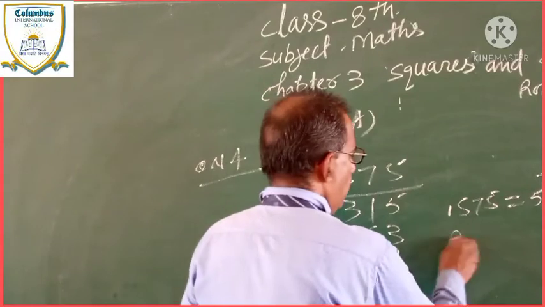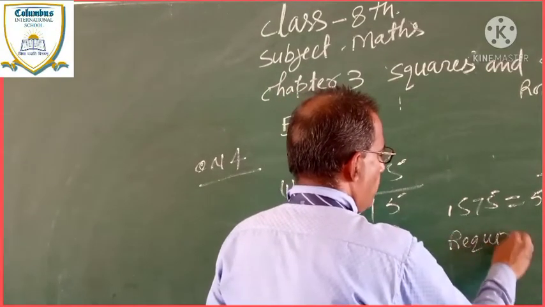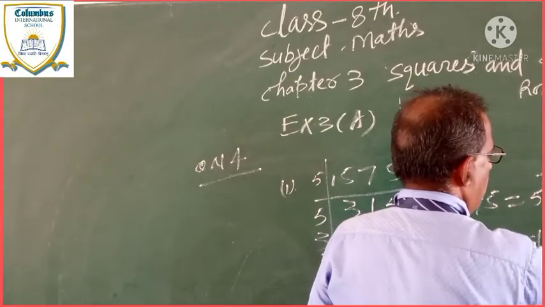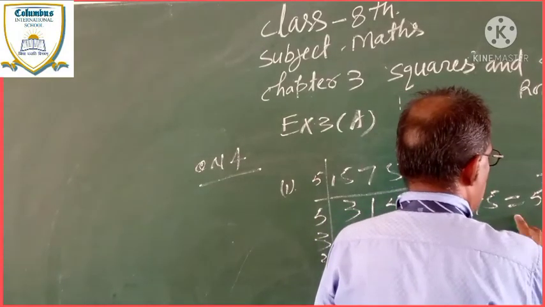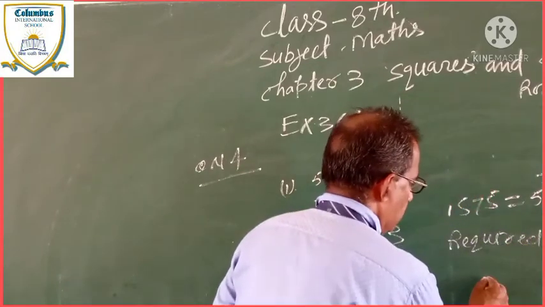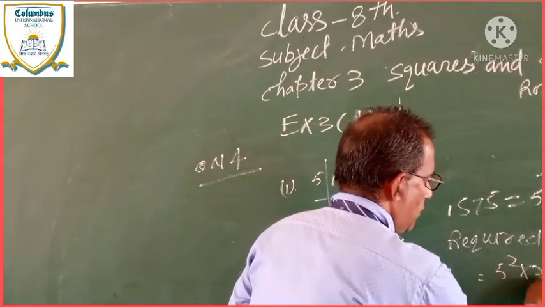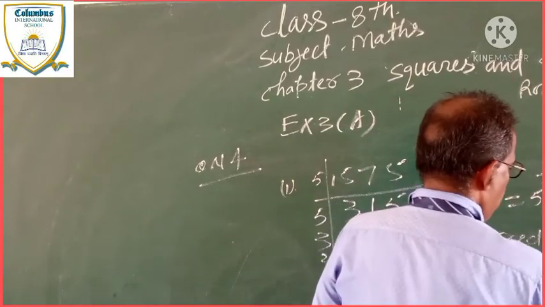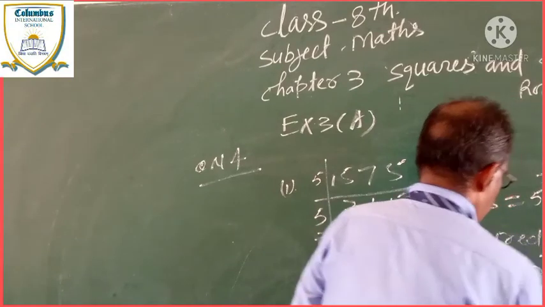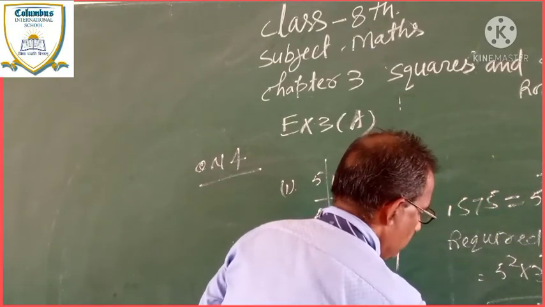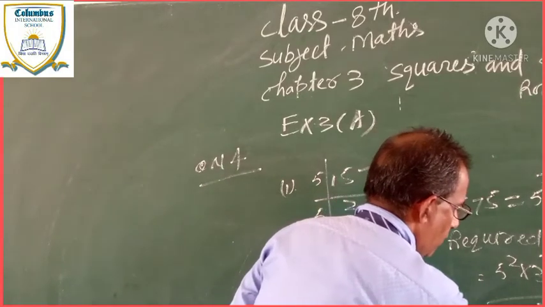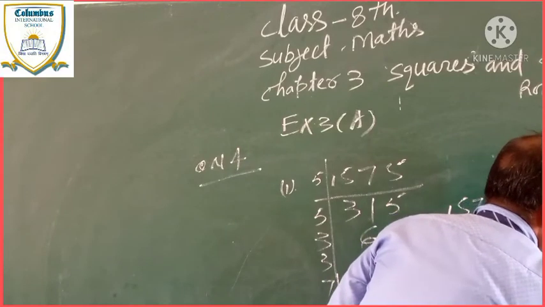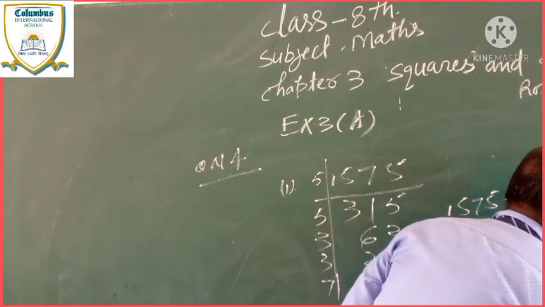So the required number equals 7. It means if we divide by 7, the resulting number is a perfect square. That means 5 square into 3 square into 7 divided by 7; 7 will be crossed out, leaving 5 square into 3 square. The square root equals under root 5 square into 3 square, that is 5 into 3, 15.